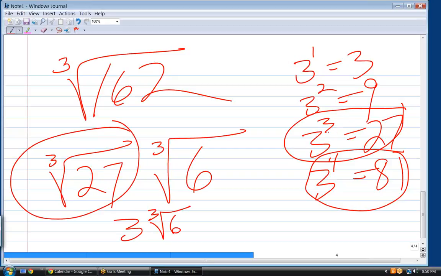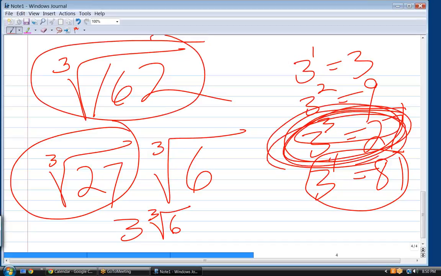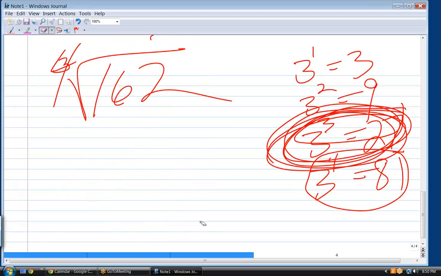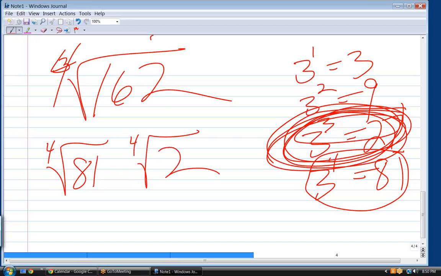So the key number to memorize when you're talking cube roots is just this one right here. We want to find a factor of 27 in this number. If it was the 4th root, I'd be looking for a factor of 81, because 3 to the 4th is 81. In other words, let's make this problem the 4th root. Well, now I would say that that is the 4th root of 81 times the 4th root of 2. And the 4th root of 81 is 3.